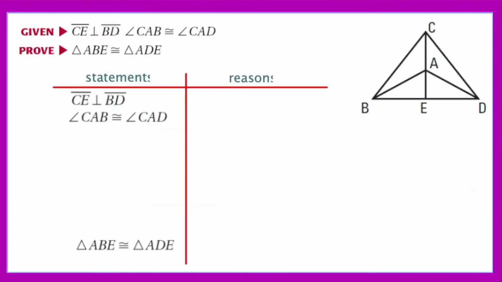Let's try a quick little proof. CE is perpendicular to BD, and angle CAB is congruent to angle CAD.